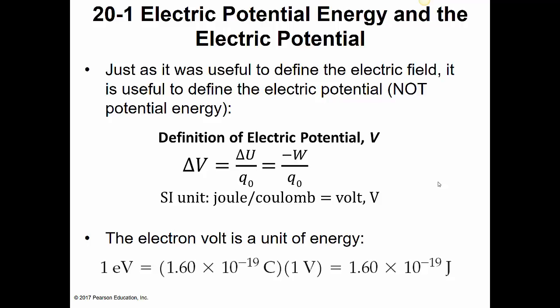It is important to note that an electron volt is not the same thing as a volt. If you rearrange that equation for delta U, you get delta U equals Q naught times delta V. So an electron volt is, by definition, the energy to move one electron 1 volt through the field.